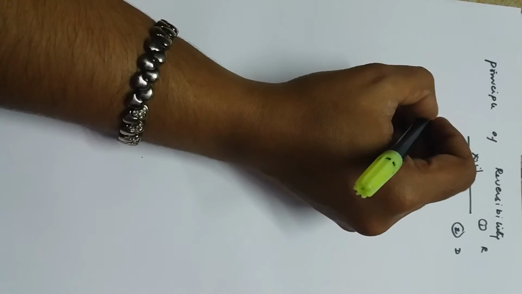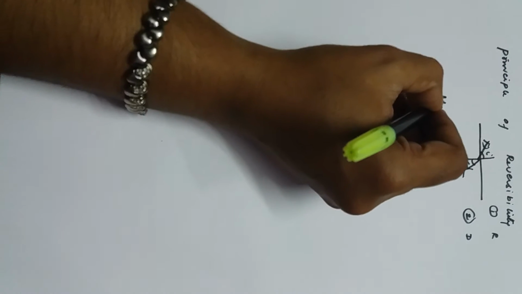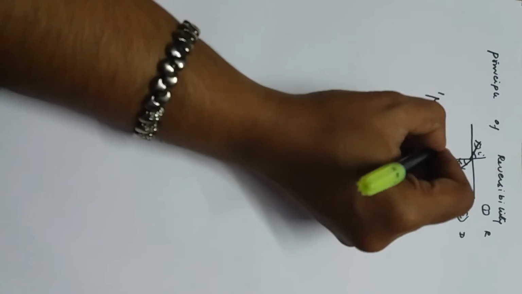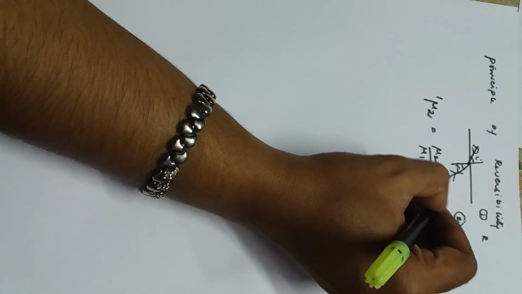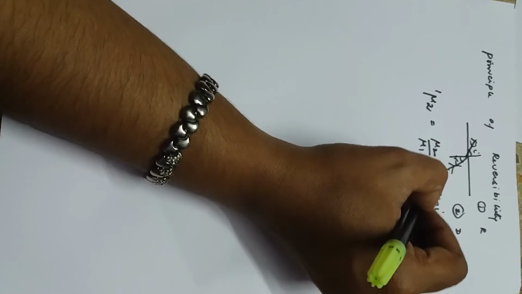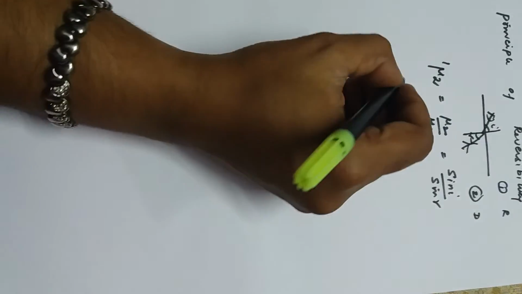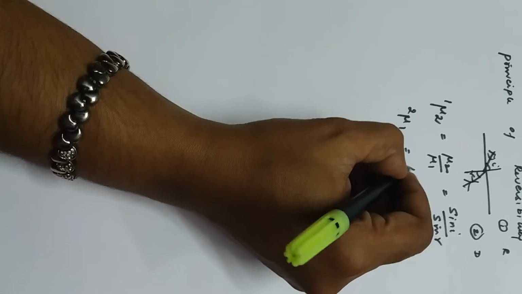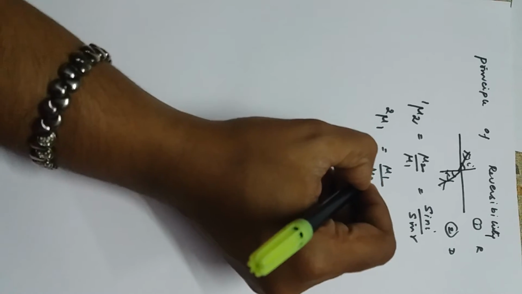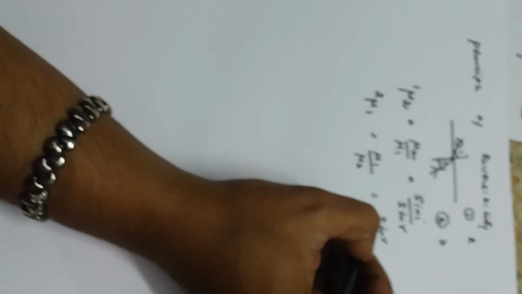So now if light travels from the first medium to the second medium, you can write the refractive index of the second medium with respect to the first as mu2 by mu1, which is the case of sin I by sin R. Now if the light ray is traveling from denser to rarer medium, you can write it as the refractive index of the first medium with respect to the second. It can be mu1 by mu2, and here it can be sin R by sin I.